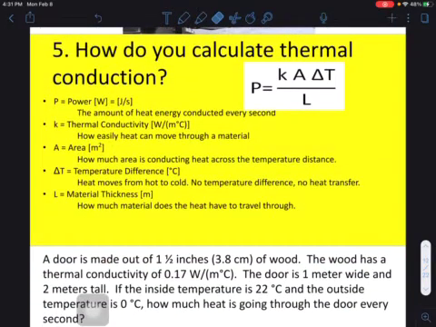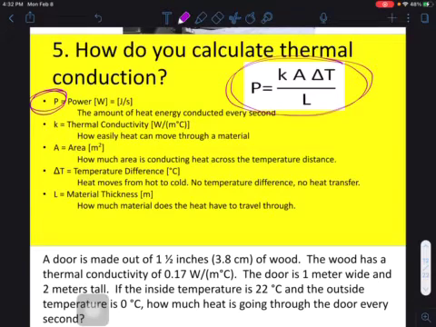I'm going to go over very briefly the formulas that we're going to be using to calculate thermal conduction. This is what we call our power equation. I'm not going to go over the examples with the math; I'll do some different videos for that. But this is the power equation right here, and you've got what the different letters symbolize over here on the left. P stands for power, in watts, the amount of heat energy conducted every second.